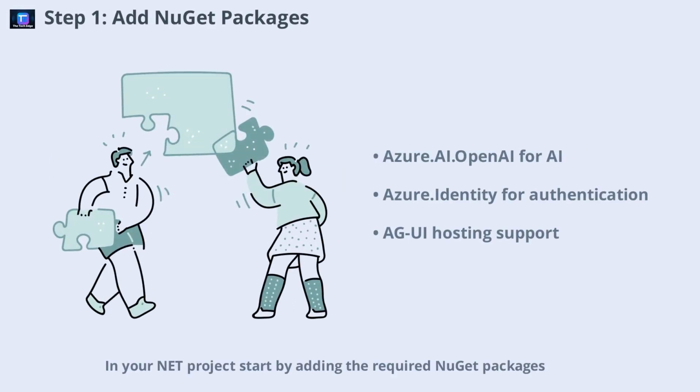In your .NET project, start by adding the required NuGet packages. These include Azure.AI.OpenAI for AI capabilities, Azure.Identity for authentication, Microsoft.Agents.AI.Hosting.AGUI.AspNetCore for AGUI hosting, and Microsoft.Agents.AI.OpenAI for agent integration. These packages lay the foundation for building and hosting your intelligent agent within the Microsoft Agent Framework. Once installed, you're ready to define your agent's capabilities.